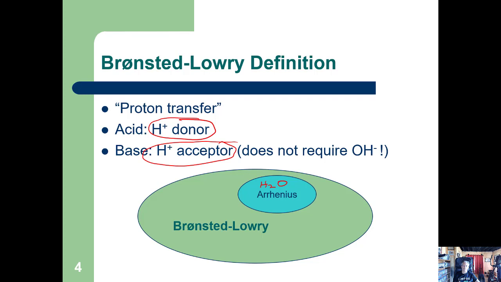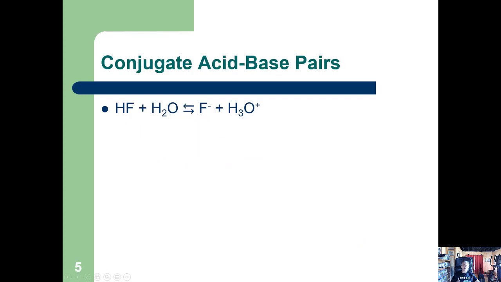It accepts the proton. The Arrhenius definition satisfies that completely, but not all Bronsted-Lowry acid-base reactions involve water, and we're going to deal with that. All they look at is proton transfer. The donation of a proton, that would be your Bronsted-Lowry acid, and a proton acceptor, which does not require hydroxide ion, but could. All right, so let's talk about conjugate acid-base pairs.